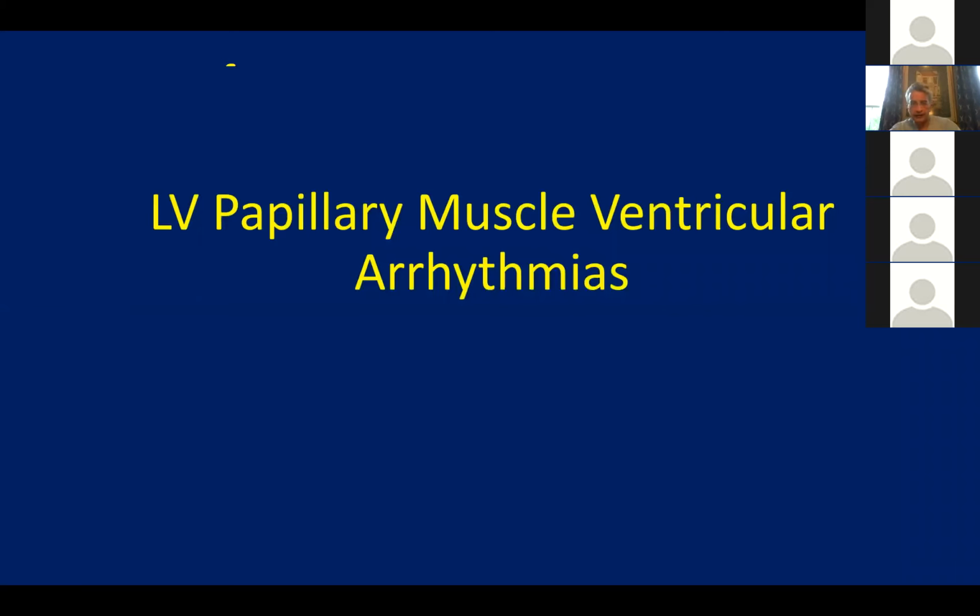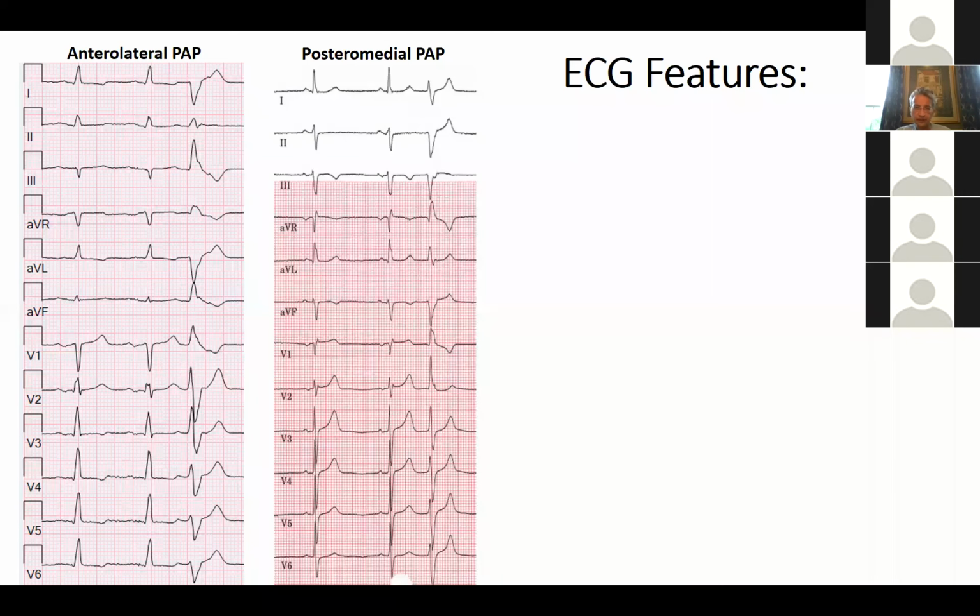So let's try to talk about the individual groups. Broadly, if you think about papillary muscle ventricular arrhythmias, you can have the left ventricular papillary muscle ventricular arrhythmias, and then you can have the right ventricular papillary muscle ventricular arrhythmias. So we'll start with LV papillary muscle ventricular arrhythmias, because between the two groups, this is certainly the more common presentation. So the ECG features, and we had a question on this.